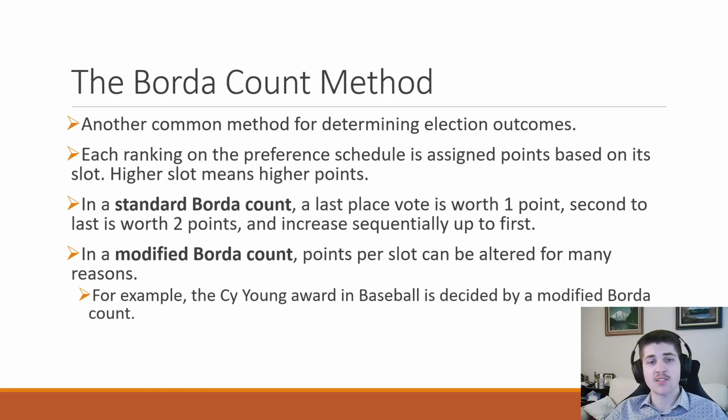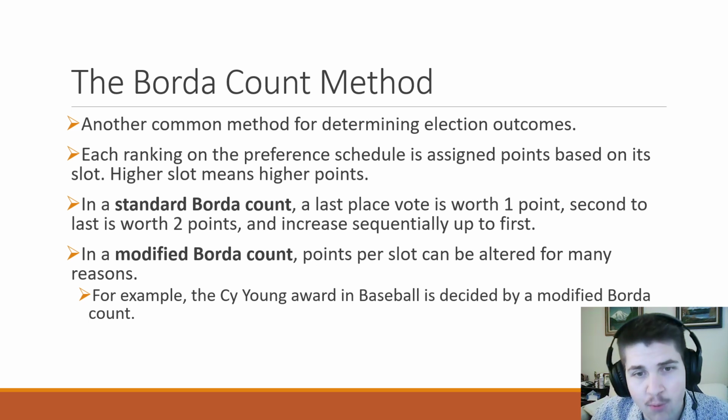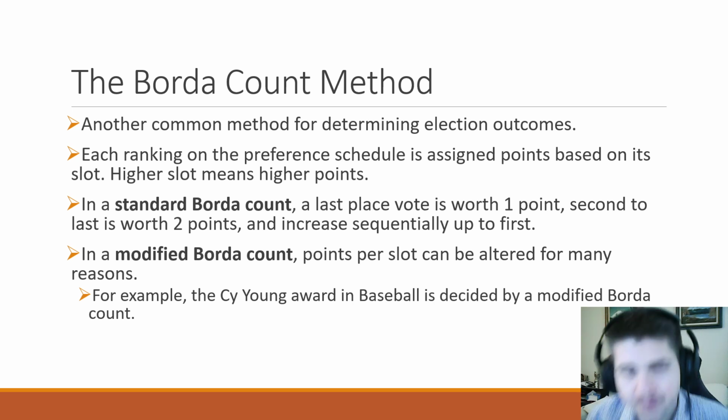Next method to discuss is called the Borda count method. It's another very intuitive method, fairly commonly used for determining the outcome of an election given a preference schedule. And with the Borda count method, we need to have a full set of data. We can't just have single choice. It will not work, because you'll see why.